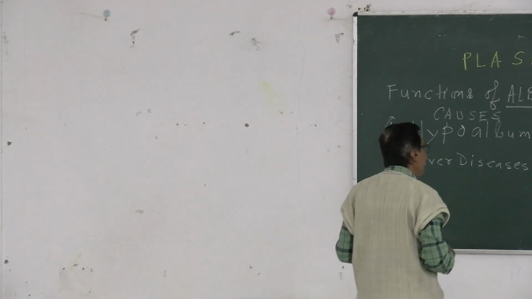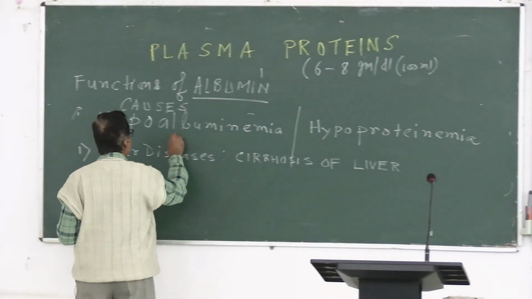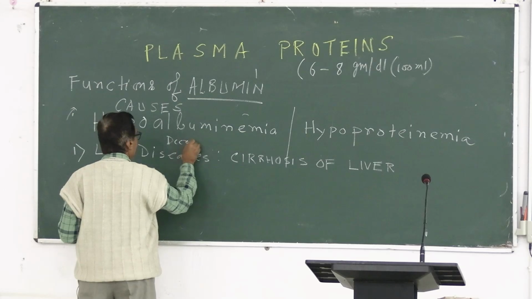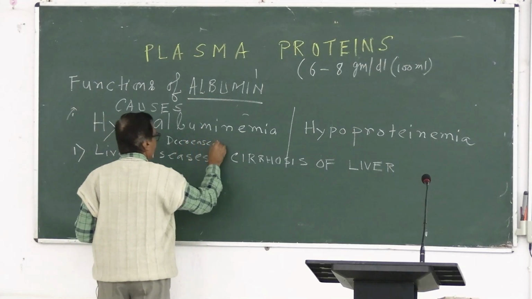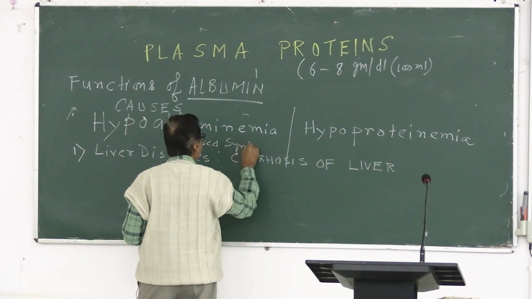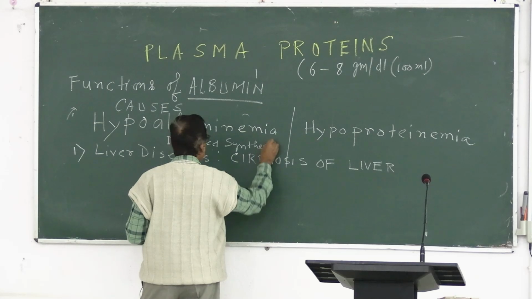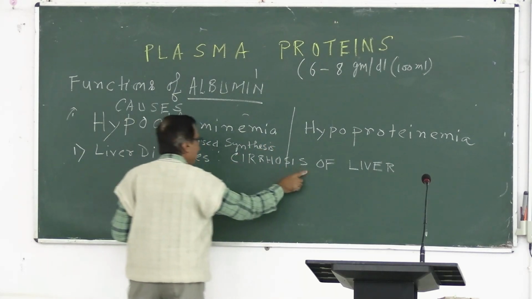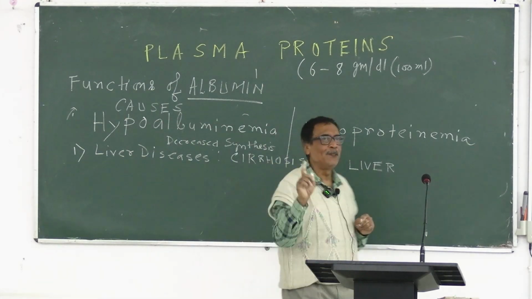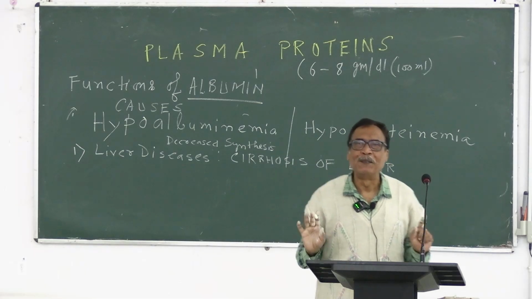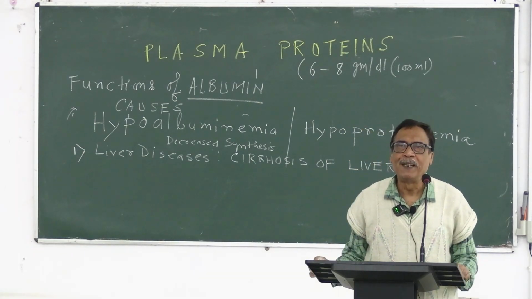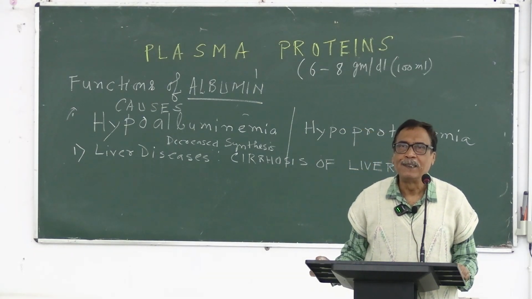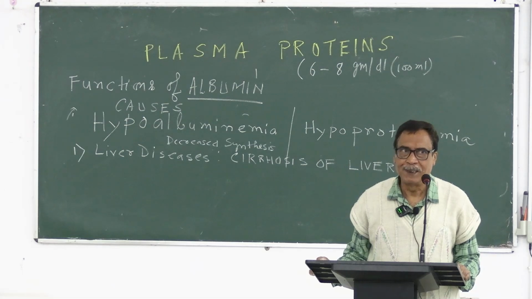So this is decreased synthesis. Decreased synthesis in liver disease, particularly the disorder cirrhosis of liver, produces prominent hypoalbuminemia. Cirrhosis of liver produces hypoalbuminemia as well as hypoproteinemia.